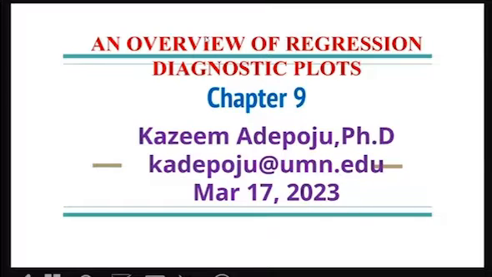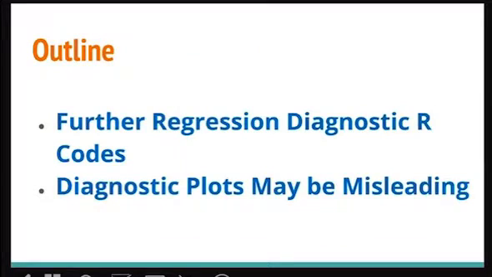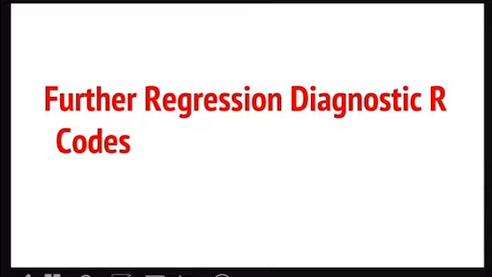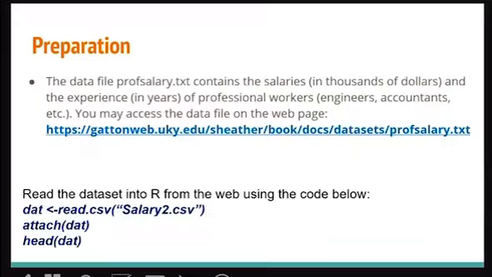Okay, so like I said, in the outline, I'm going to walk us through some R code, which I call the further regression diagnostics R code. Then I'm also going to tell you that diagnostic plots may also be misleading. So I'm going to talk about that too. So let's look at the R code. Of course, I walked you through this R code on Wednesday.